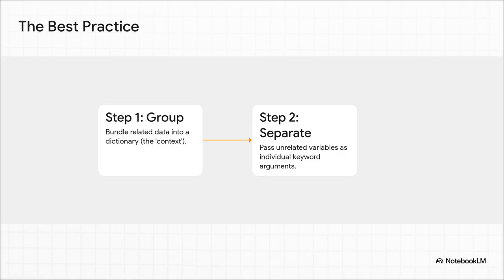So really, the best practice is a simple two-step rule. Step 1, for all your related data, group it up into a nice structured dictionary. Step 2, for anything that's genuinely on its own, just pass it as a separate keyword argument. That's it. You get the best of both worlds. Organization for your complex data and simplicity for your, well, simple data.